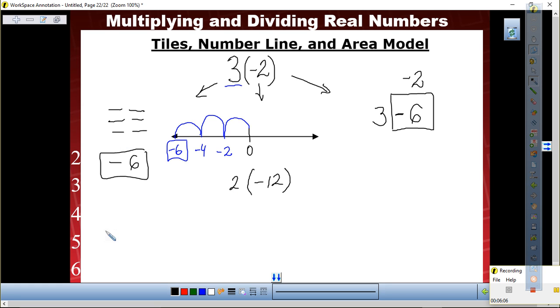I want you to do the tiles. I want you to do the number line for that one. And I'll go over the area model. Don't go ahead of me so I can show you one more step on that. I'll give you some time to do that. Copy that and go.